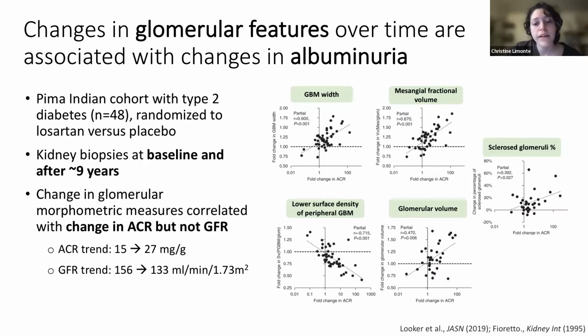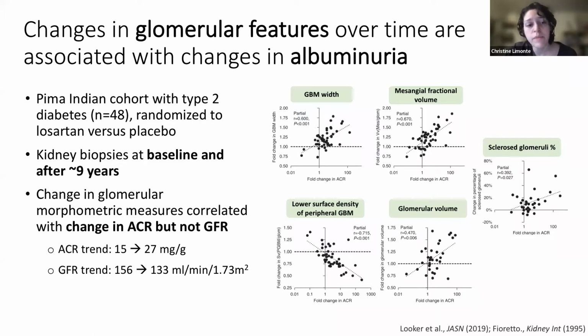And what they found was that change in glomerular basement membrane width, mesangial fractional volume, lower surface density of the peripheral glomerular basement membrane, glomerular volume, and percent sclerosed glomeruli all correlated significantly, most positively, this metric negatively, with change in albumin creatinine ratio over time. However, none of these features correlated with change in eGFR over this time frame.